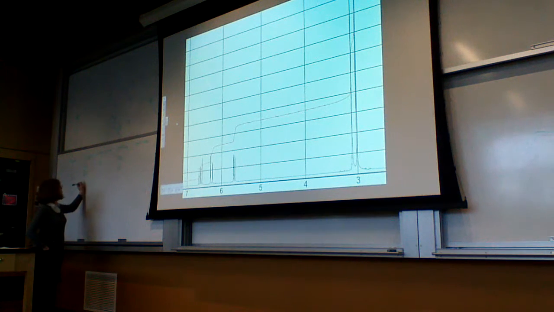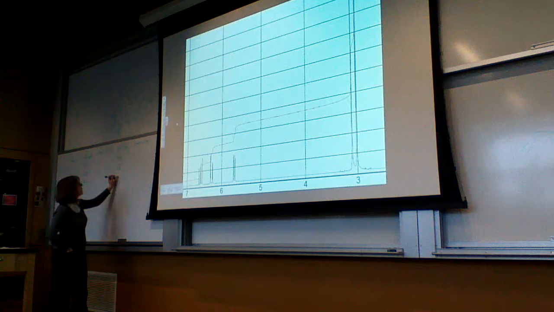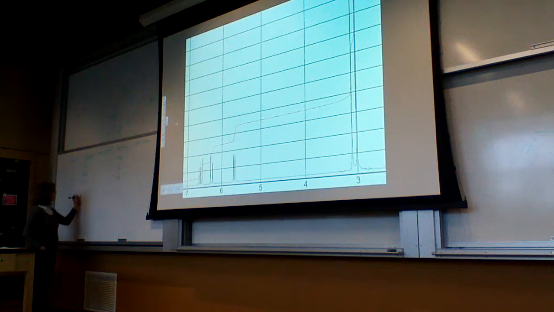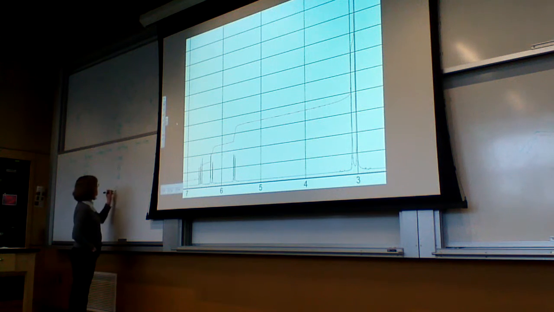Peak at 5.7, integration of 1, it's a doublet. And then we have the 2 peaks, one at 3.1 and one at 3.0, each of them corresponding to 3 hydrogens, and each of them a singlet.